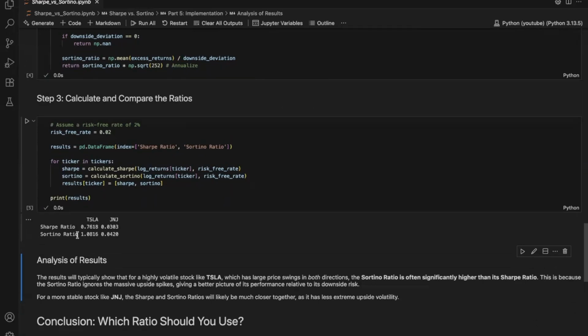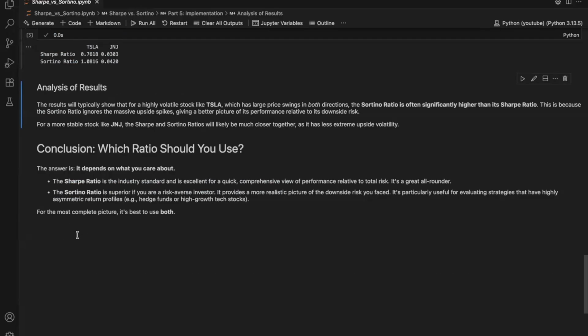So, did you notice how for Tesla, the Sortino is significantly higher than its Sharpe? That's because Tesla has massive price swings in both directions. The Sortino ratio ignores all those huge upward spikes, giving us a better sense of the return generated per unit of bad risk. For Johnson & Johnson, a more stable stock, the two ratios are much closer together because it doesn't have the same extreme upside volatility.